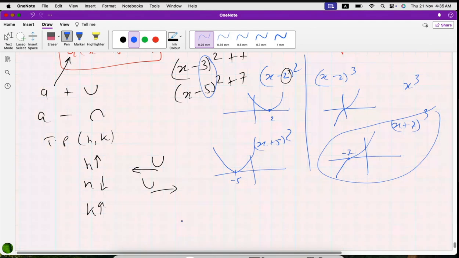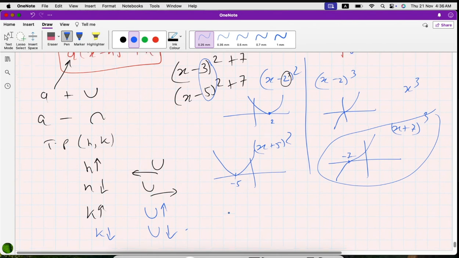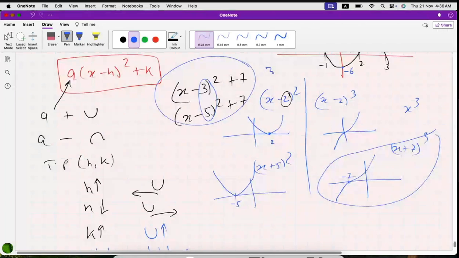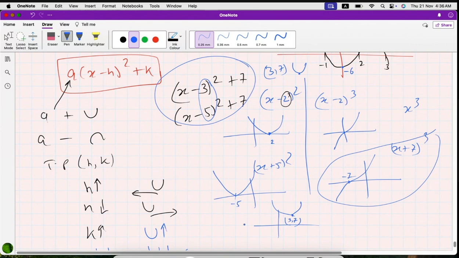Okay. When k increases, the graph goes up. When k decreases, the graph goes down. So all these numbers have their role. There are rules, and we could just imagine the exact graph without drawing it. Because when we are looking at it, I know the turning point is 3 comma 7, and it is a smiley face, and this is how it would look like. And we can find the intercepts, x or y axis, whatever they are, by substituting x equal to 0 and y equal to 0.